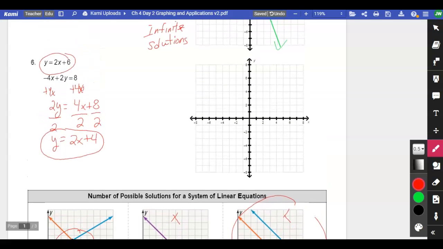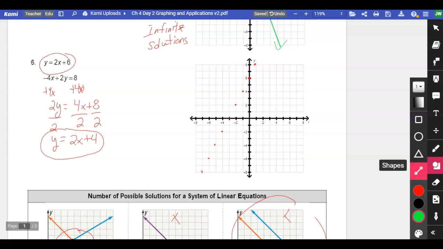So in a quick graph of this, I have 2x plus 6. So I go to 6, and I have a slope of up 2 over 1, which is also down 2, back 1. There's one of my lines. And that didn't quite work. That's better. Pretty close. And that's the 2x plus 6.